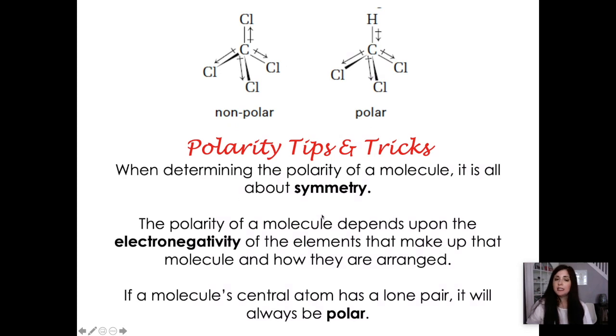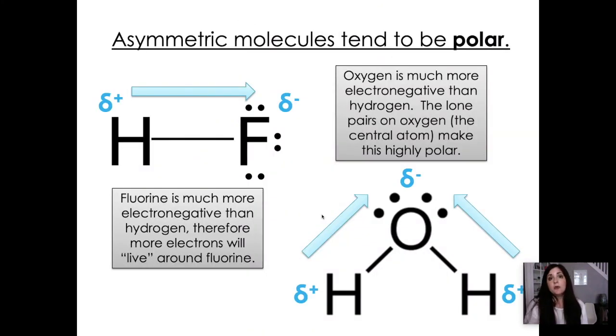The polarity of a molecule depends on the electronegativity of the elements that make up the molecule and how they're arranged. We'll go into electronegativity a little bit. And if a molecule's central atom has a lone pair, my rule of thumb, it will always be polar. If you have a lone pair on a central atom, it is not going to be a symmetrical molecule across all planes, so therefore it will always be considered polar. So here we go. Asymmetric molecules tend to be polar.